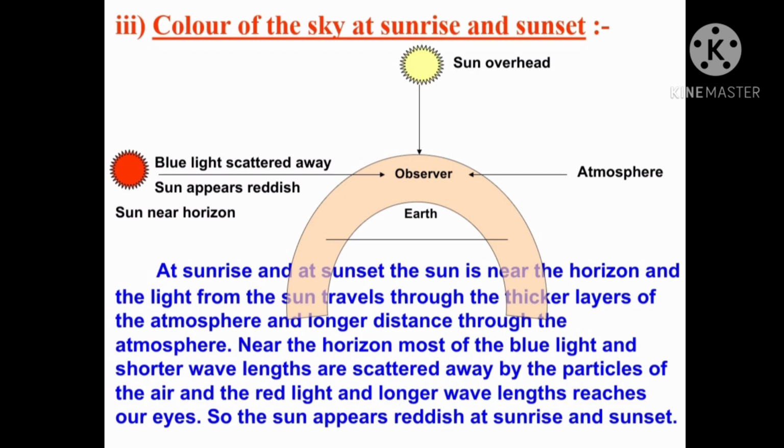Now, the next article is the color of the sky at sunrise and sunset. During sunrise or sunset, the sun is near the horizon and the light from the sun travels through thicker layers and a longer distance through the atmosphere. Near the horizon, most of the blue light and shorter wavelengths are scattered away by the particles of air, and the red light and longer wavelengths reach our eye. This gives rise to the reddish appearance of the sun.